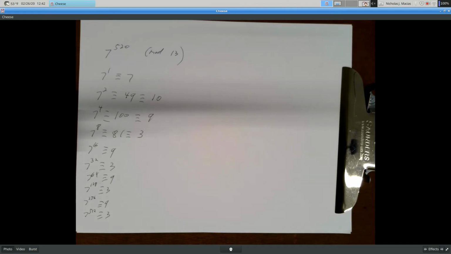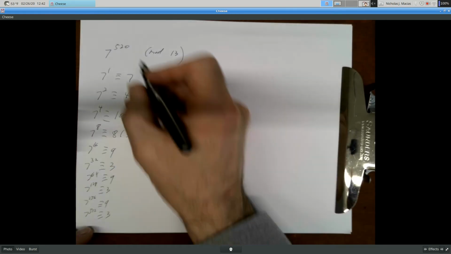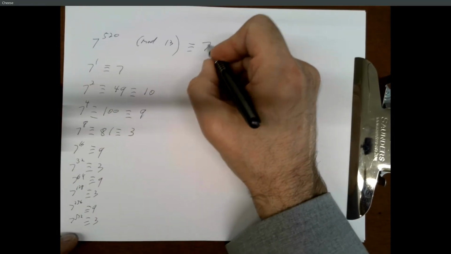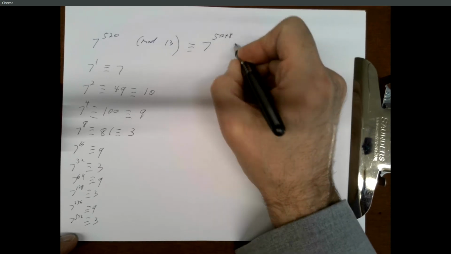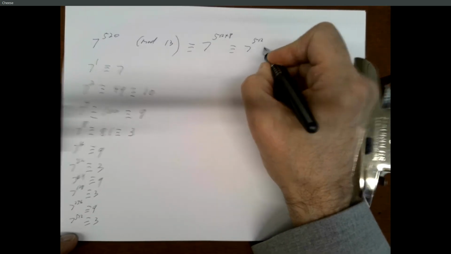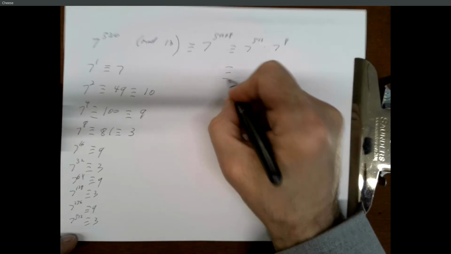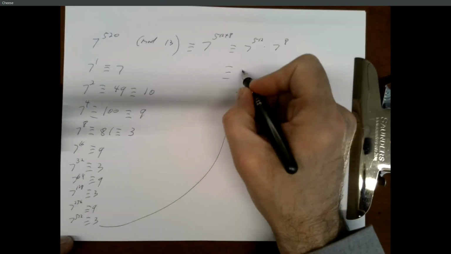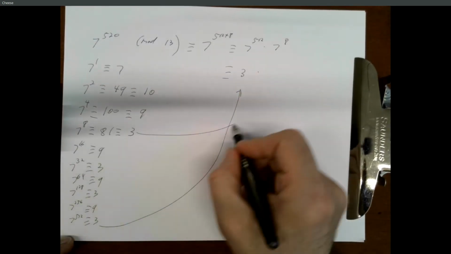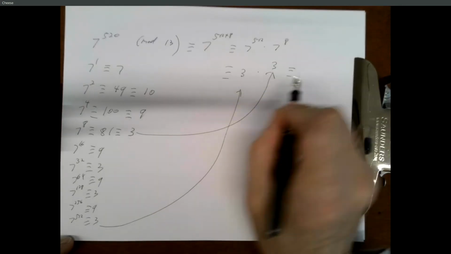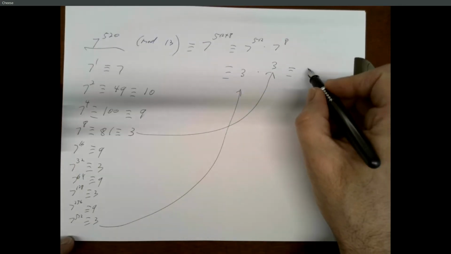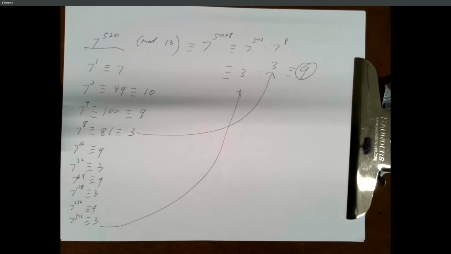So we want to find 7 to the 520th. This is 7 to the 512 plus 8, which is 7 to the 512 times 7 to the 8th. And we know 7 to the 512 is congruent to 3, and 7 to the 8th is congruent to 3. So this is congruent to 3 times 3, which is 9. That's a good answer, mod 13.